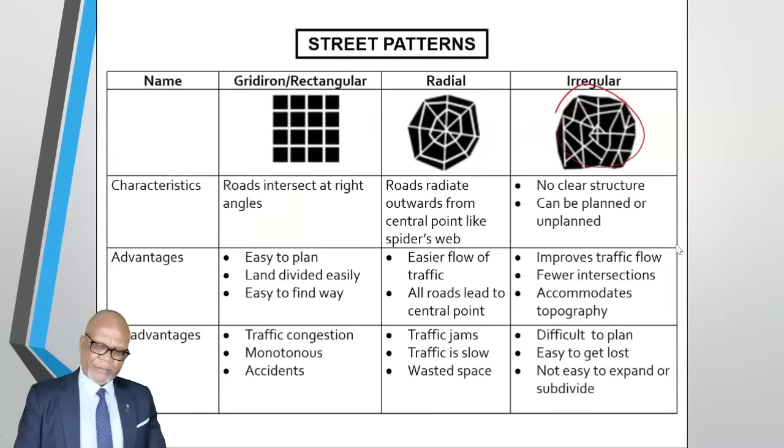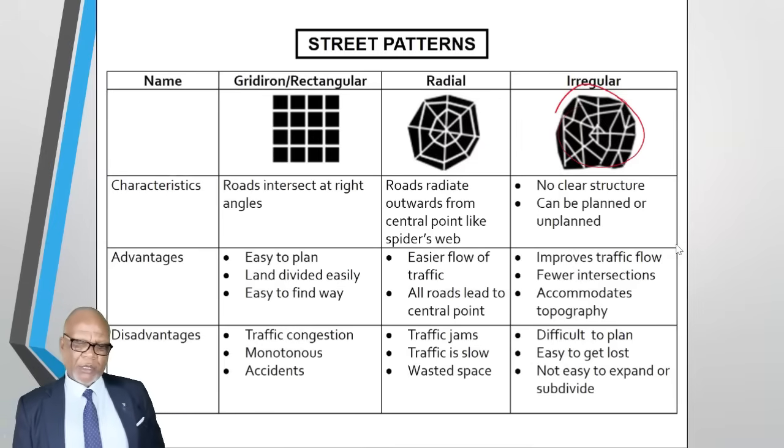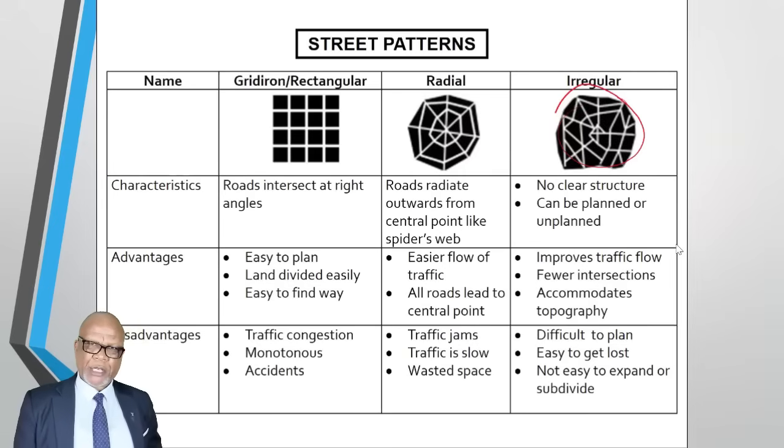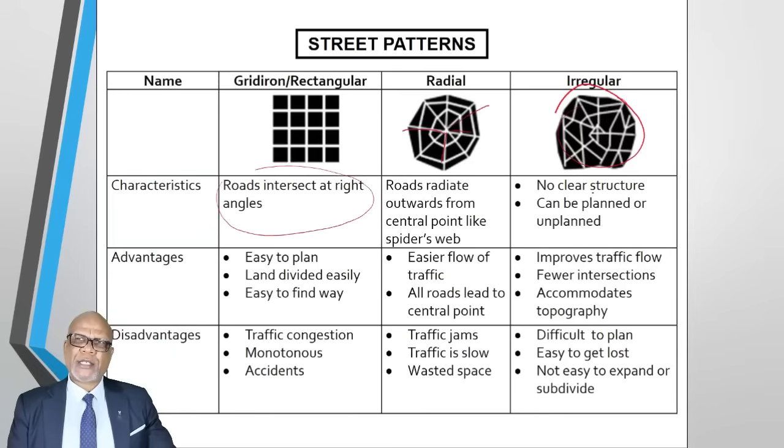Now, let's start first with the characteristics of the patterns. We have main patterns, which are grid iron or rectangular pattern, radial pattern, and irregular pattern. So what are the characteristics of these patterns? With grid iron, the roads intersect at right angles. And with radial, the roads radiate, they move away from the central point. And this one has no clear structure. Like the name says, it is irregular. It does not follow a specific shape.